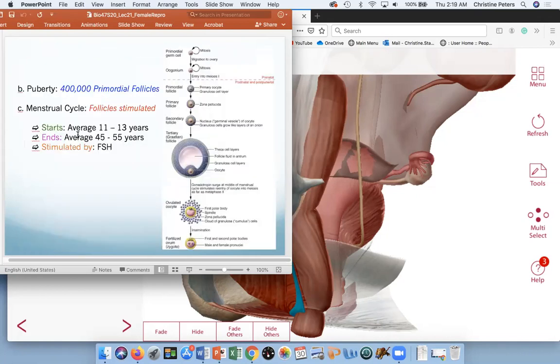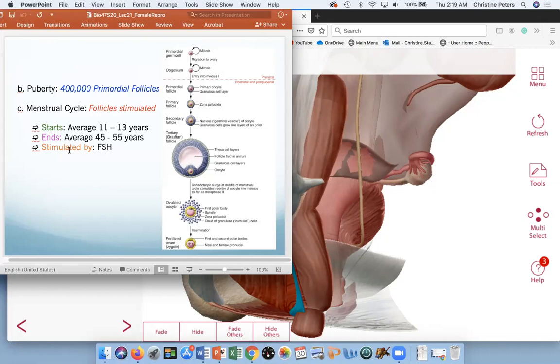Okay, so at puberty, we have about 400,000 primordial follicles that will be used every month. We're going to use a small clutch of them. Like I mentioned, usually on average, you have between 10 and 12 oocytes, or follicles with oocytes within them, that will be pushed into meiosis, but usually only one of that clutch will actually reach maturity and get to ovulate. This whole process is stimulated by follicle-stimulating hormone.